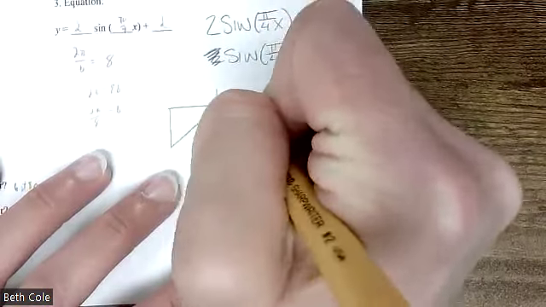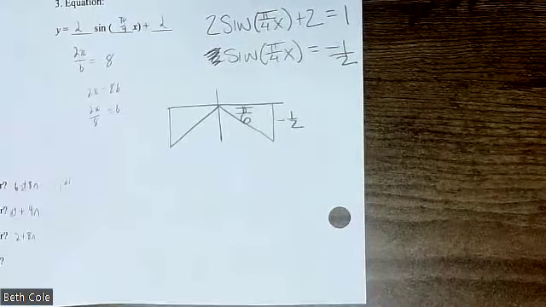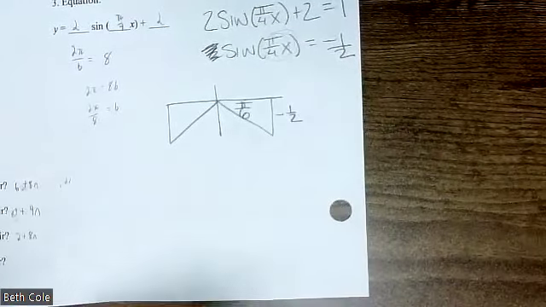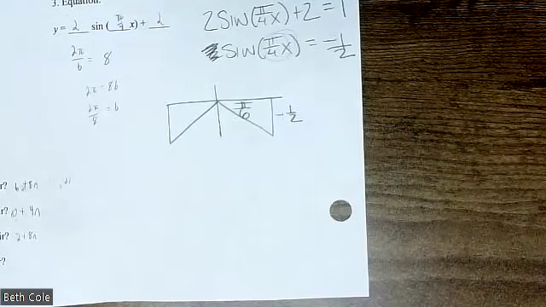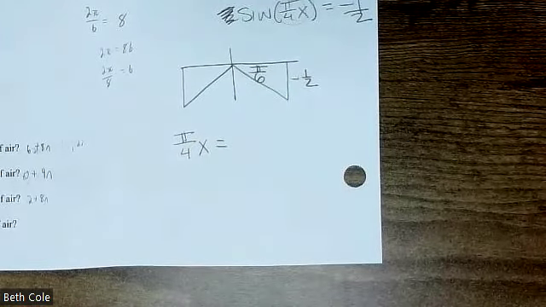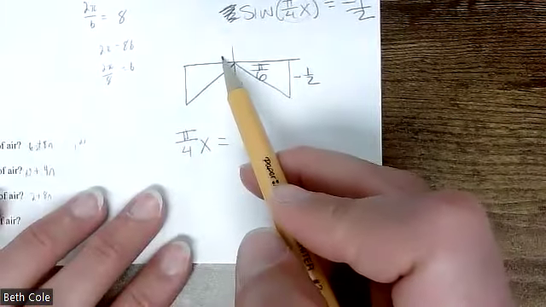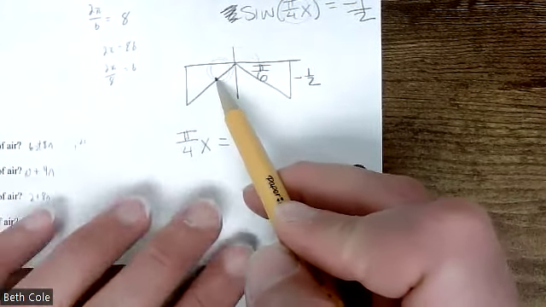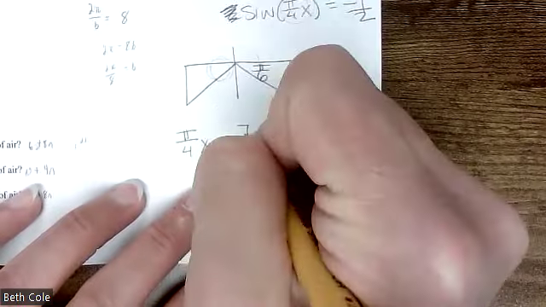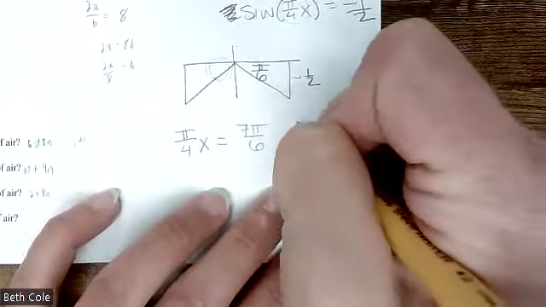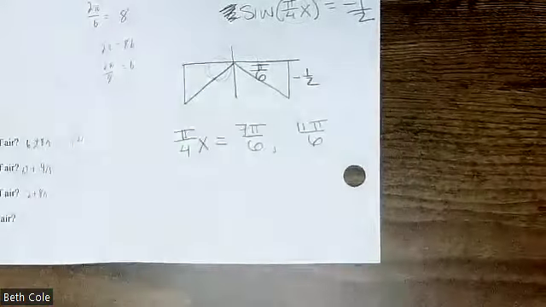What goes across from a half? It's pi over 6. Now, all the ones that we did in the notes before, it was just an x right here. This one's a pi over 4x. That's kind of what I'm leading into here. But we're going to put pi over 4x equals, instead of x equals. So what's your first answer here? How far did we rotate into the third quadrant? So that's 7 pi over 6. And then the one in the fourth quadrant, 11 pi over 6.